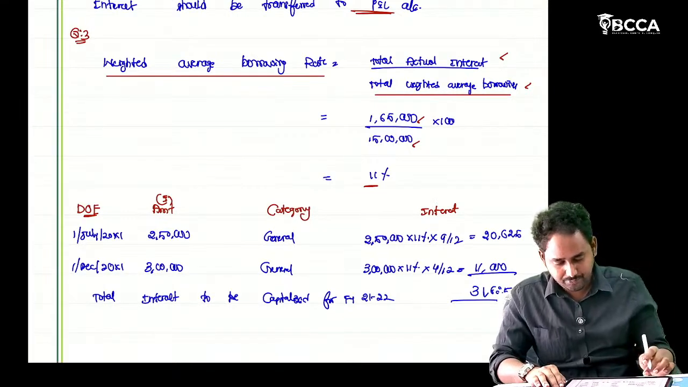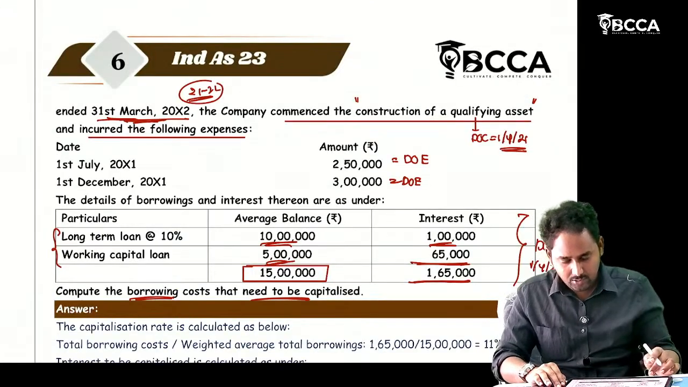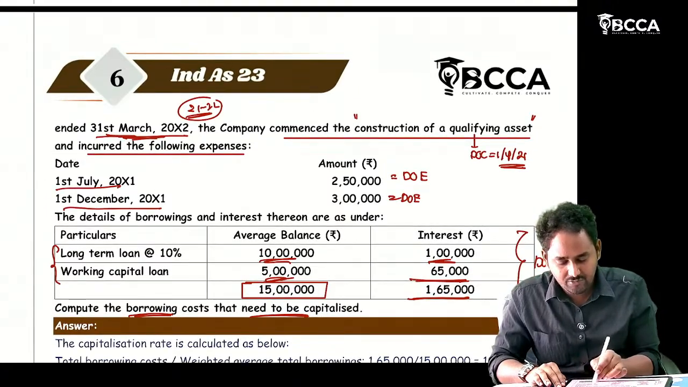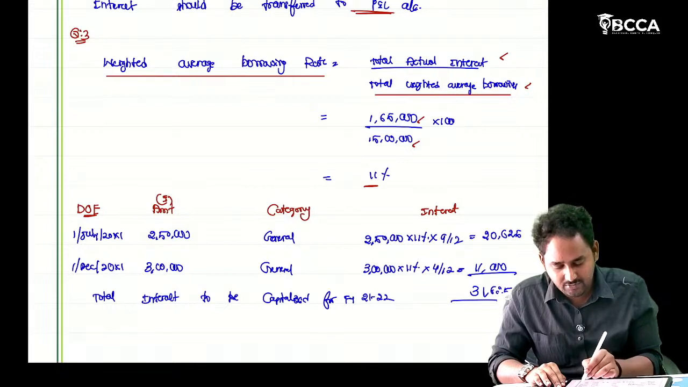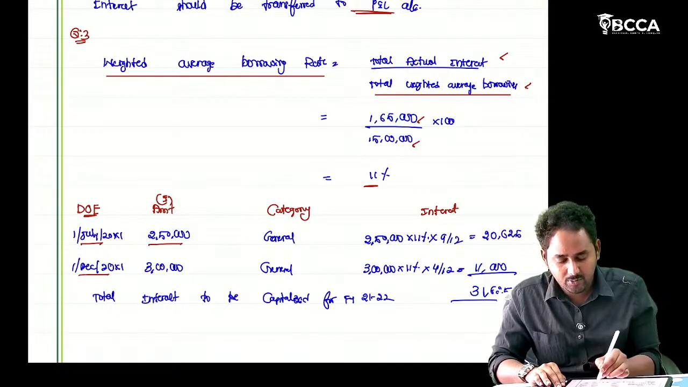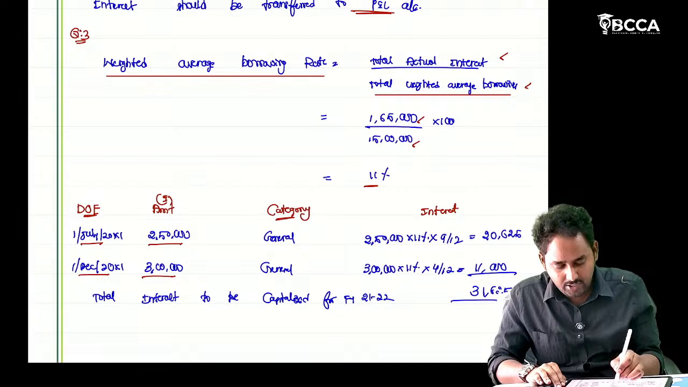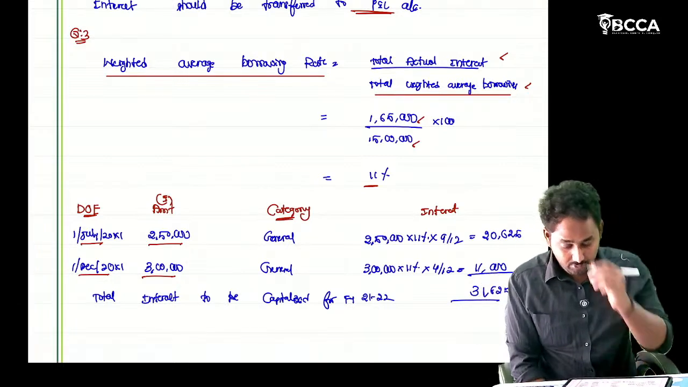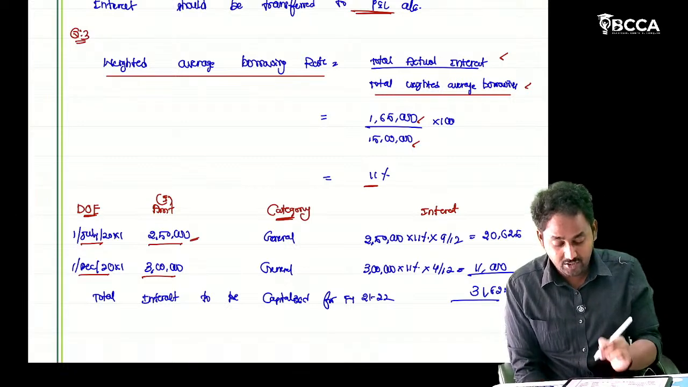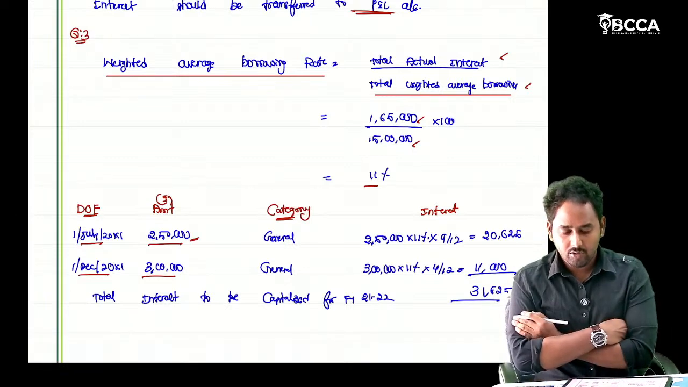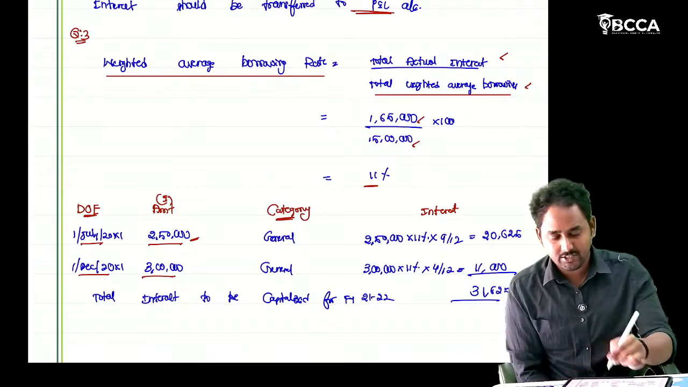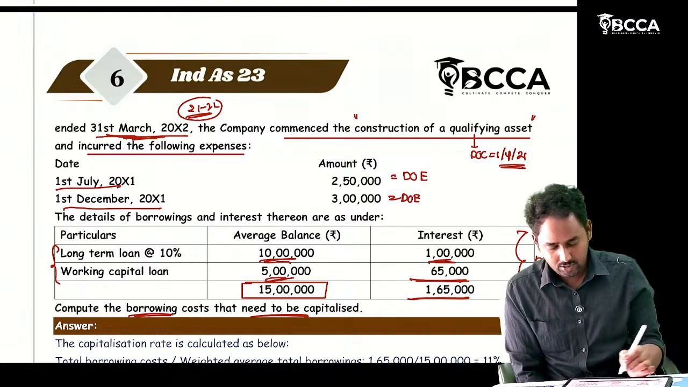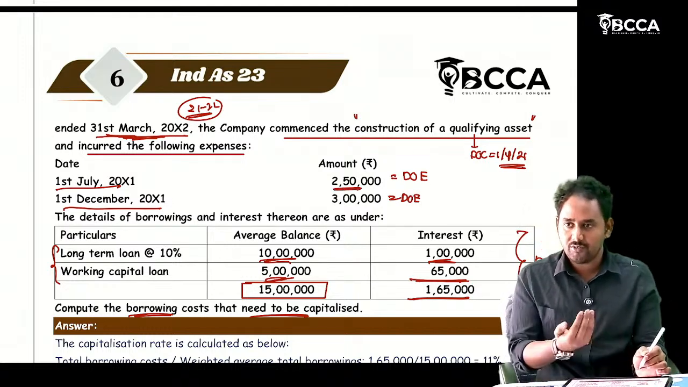So let's see. Date of expenditure: 1st July and 1st December. The amounts are 2,50,000 and 3 lakh. Out of which loan is this 2,50,000 incurred? General borrowings or specific borrowings? Here specific loans are not there. So this 2,50,000 is incurred out of general borrowings.